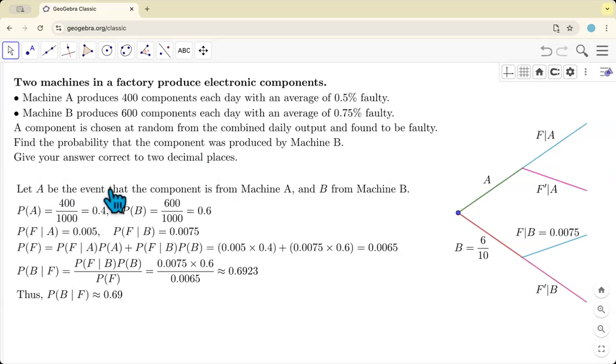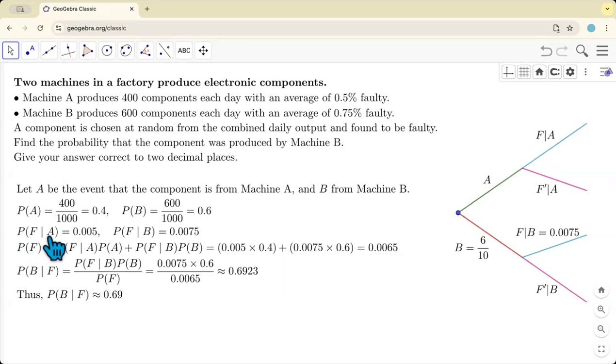So let A be the event that the component is from machine A and B be from machine B. And F is going to be the condition that it's faulty, and F dash is that it's not faulty. Okay, so the probability that it's from machine A is just 400 out of 1,000, which is 0.4. The probability that it's from machine B is 600 over 1,000, which is 0.6. Okay, this is where it gets tricky.